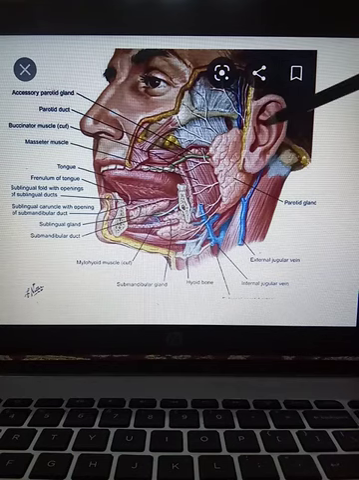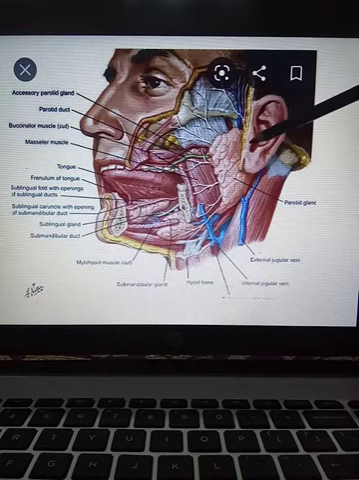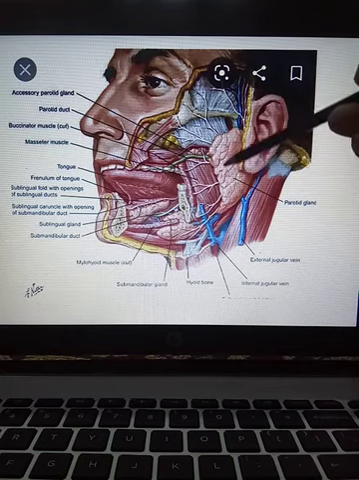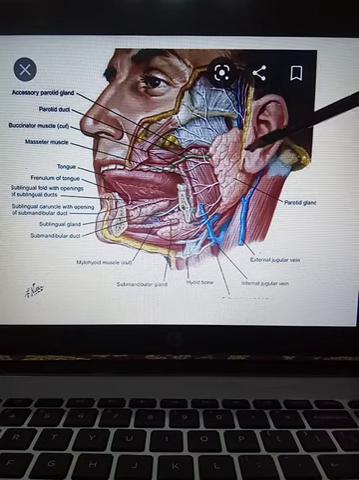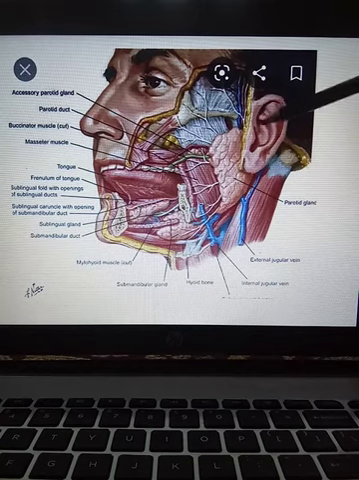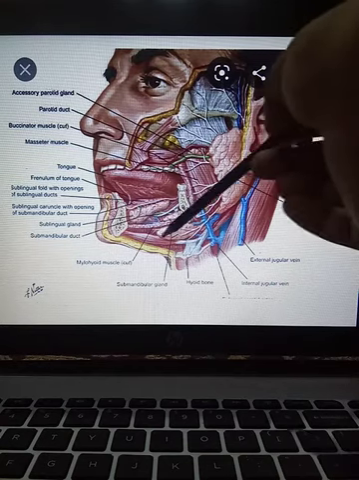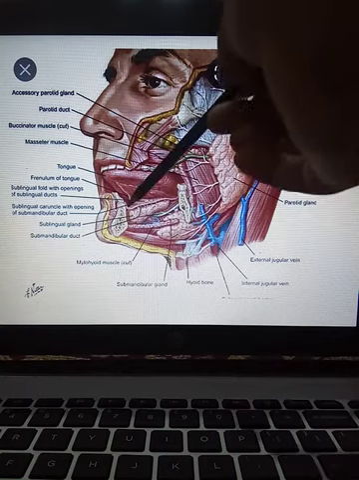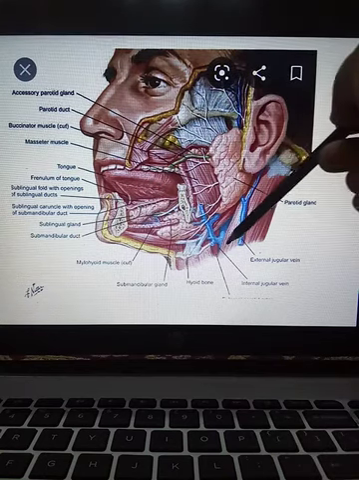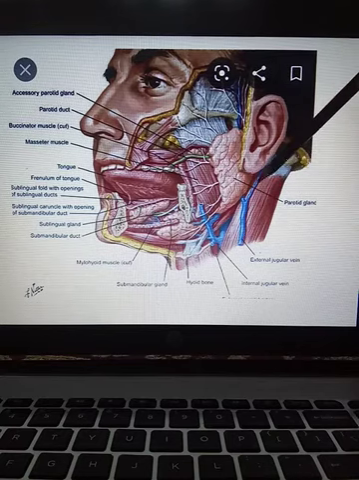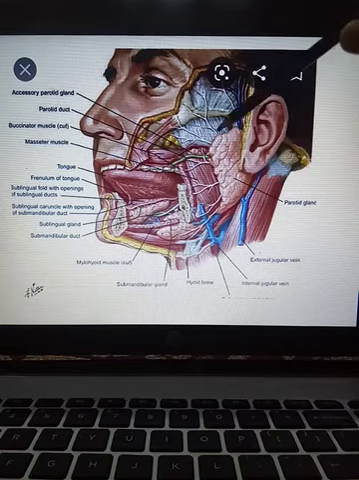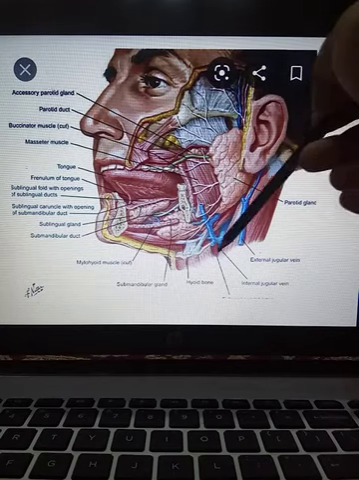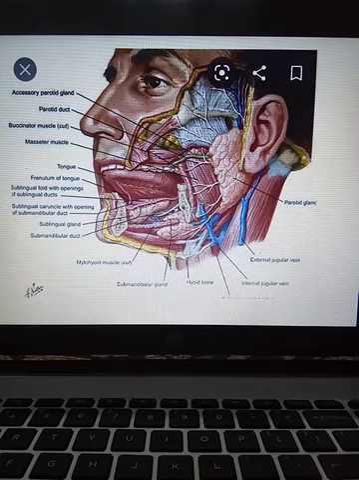As you can see in the picture, this is your external acoustic meatus. The gland is present just below the external acoustic meatus. Anteriorly, it will have the mandible in front, and posteriorly it will have the muscle called the sternocleidomastoid.